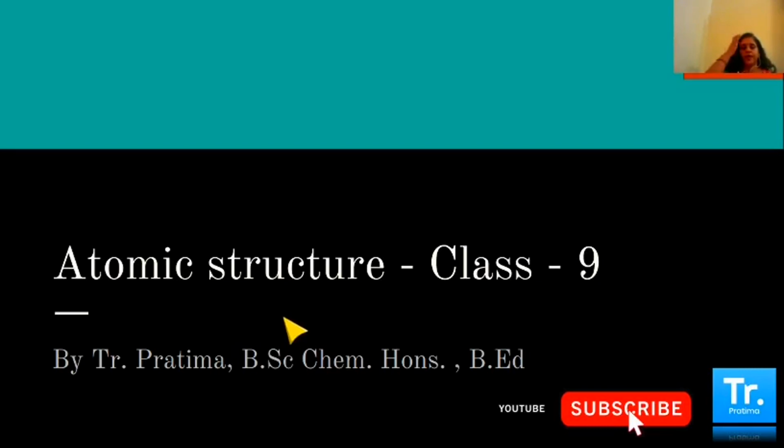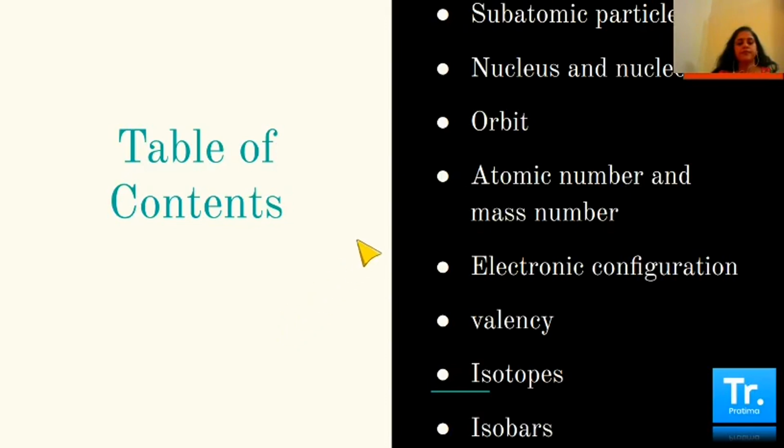Okay, so atomic structure, right? The topics that we will do today are subatomic particles, nucleus, nucleons, orbit or shell, atomic number, mass number, electronic configuration, valency, isotopes and isobars. Okay, so one by one we will take all the topics, right?